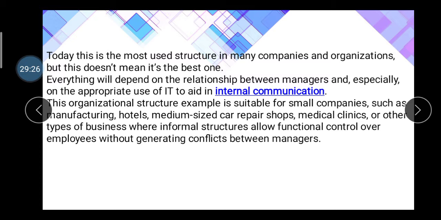This organization structure is suitable for small companies such as manufacturing, hotels, medium-sized car repair shops, medical clinics, and other types of business where an informal structure is allowed and functional control over the employees is exercised without generating conflict between the managers. So it's suitable for small firms and clinics.